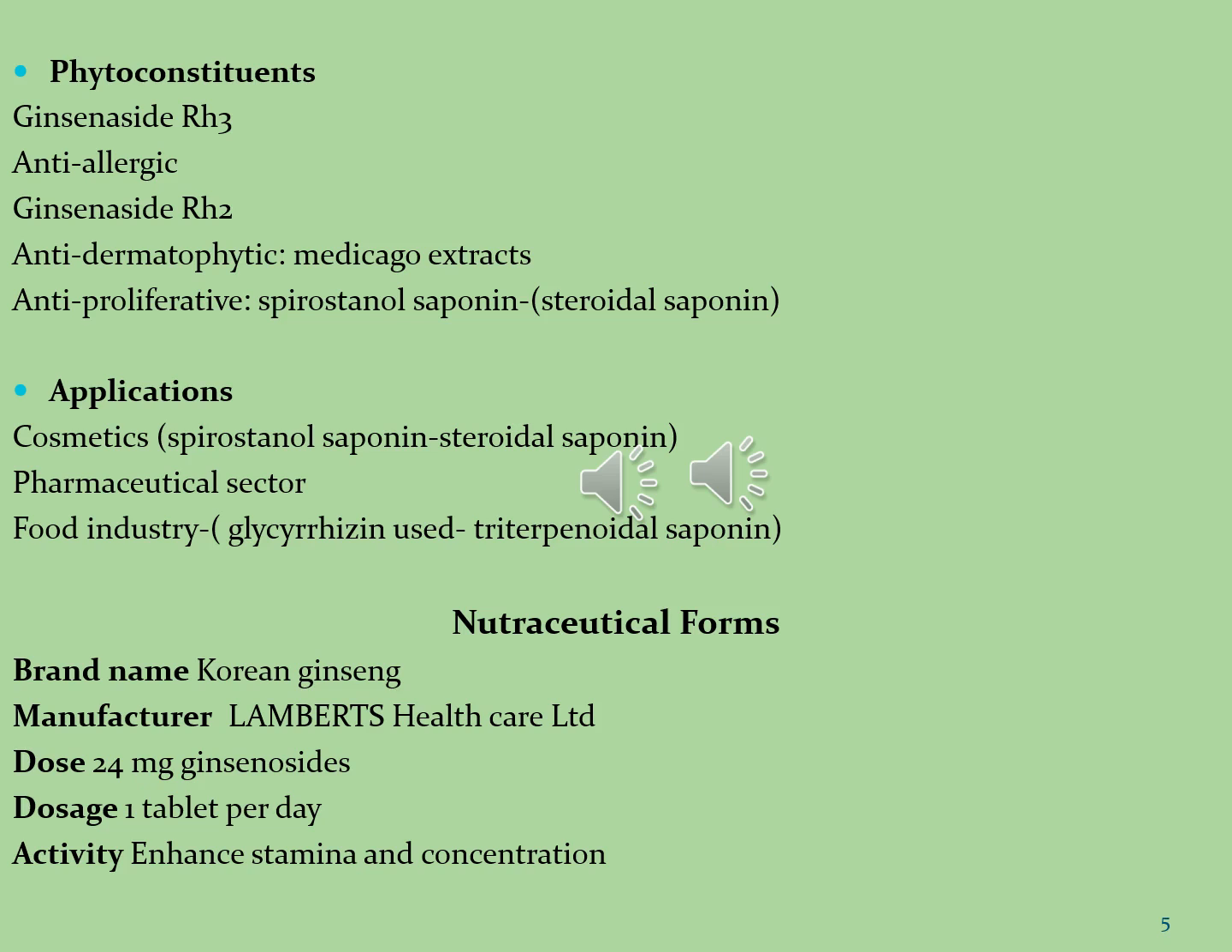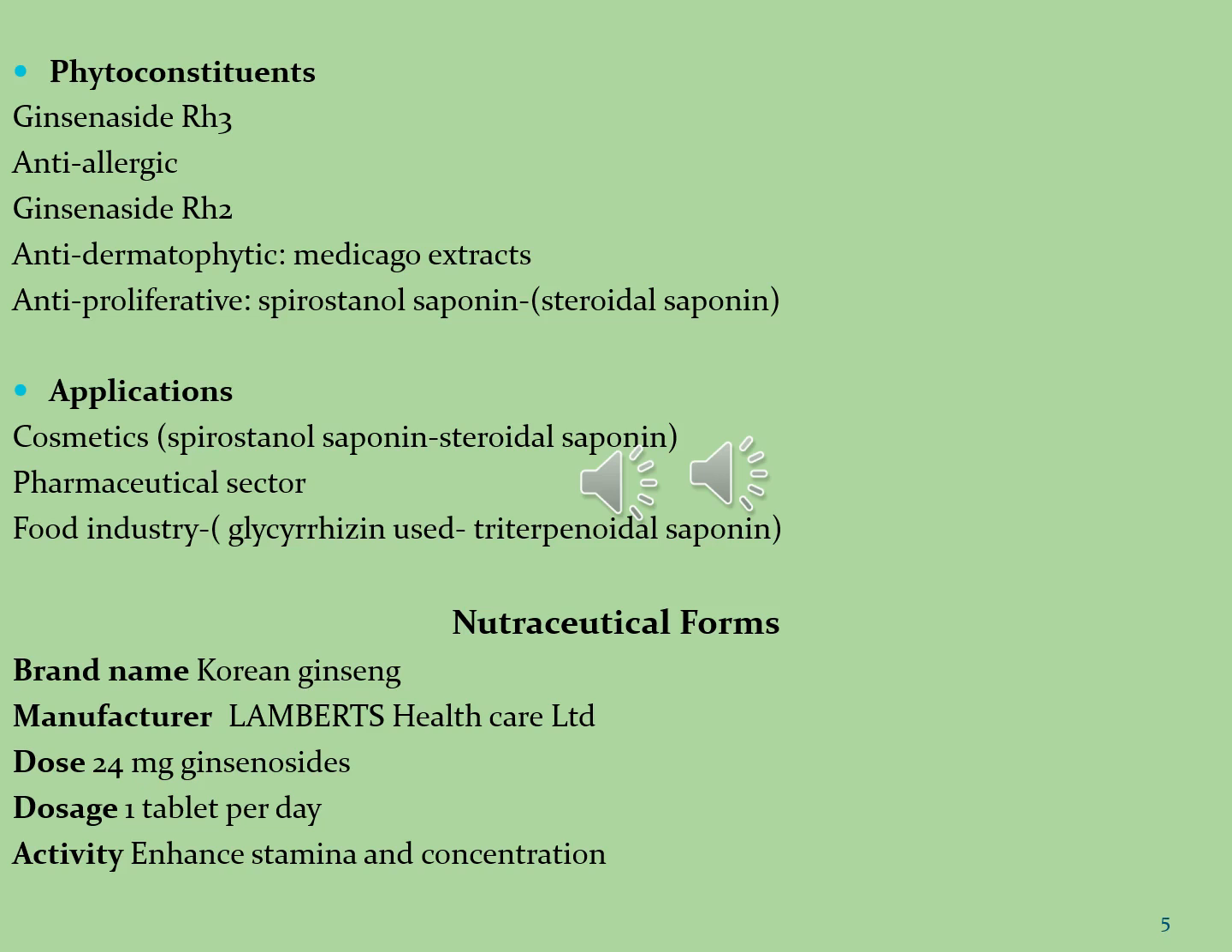When we see its applications, saponins are used in the field of cosmetics, pharmaceutical sectors, and food industries. Different kinds of the saponins are used in these sectors. In cosmetics, pyrostenol saponins and steroidal saponins are used, and in food industries, glycyrrhizin and triterpenoidal saponins are used.